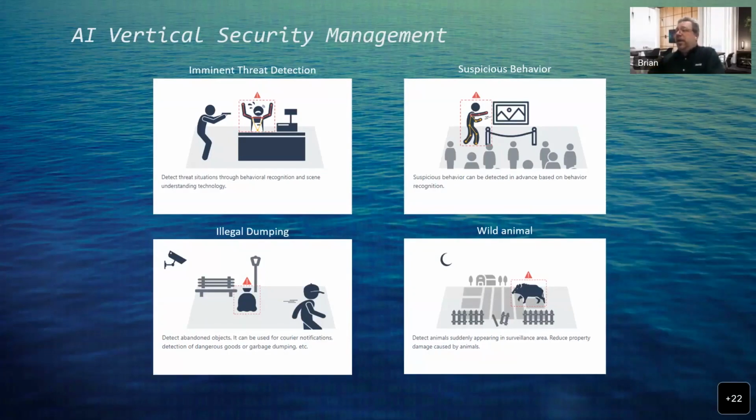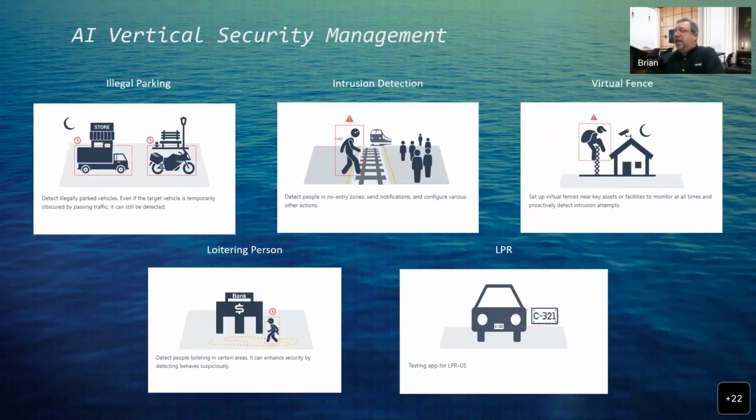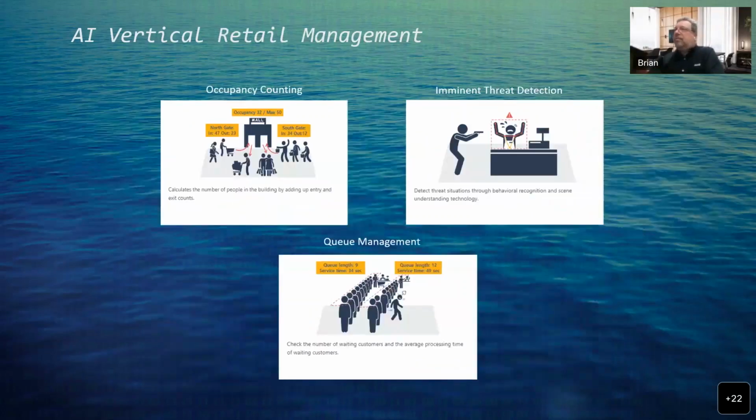So in this case, we've taken 4 of the analytics, and when grouped together, they produce a security management vertical. We've taken 5 of the analytics here. We've created legal parking, intrusion, virtual fence, LPR, loitering, and this again can lead to another vertical of coverage. We've got, in this case, occupancy counting, threat detection, as well as queue management. And this is a great template for the retail environment.